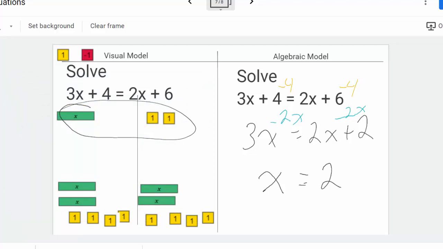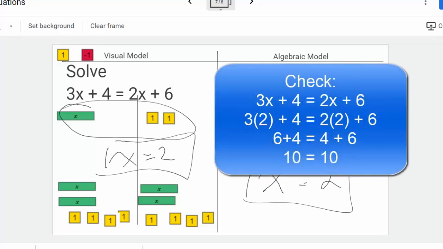Okay, so same idea, same answers. Remember, you can also check this if you want to. You can stick 2 in for x on each side. 3 times 2 is 6 plus 4 is 10, or on the right-hand side 2 times 2 is 4 plus 6 is 10, so they make the same on both sides.